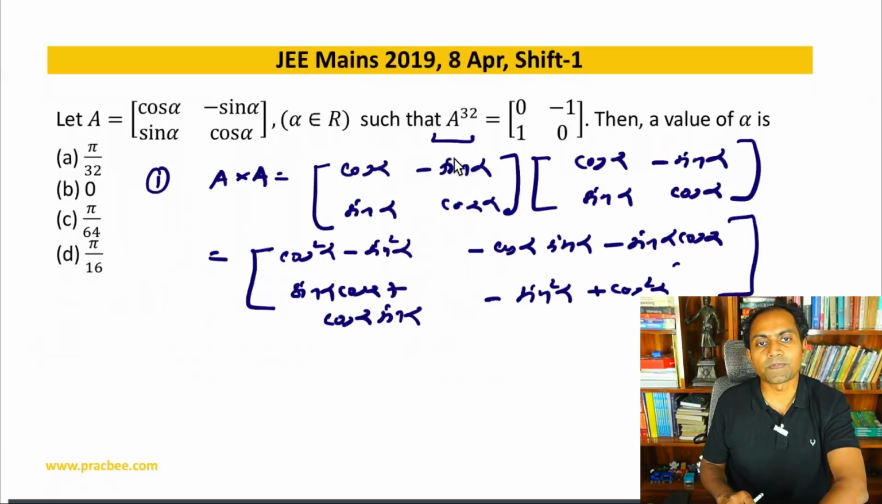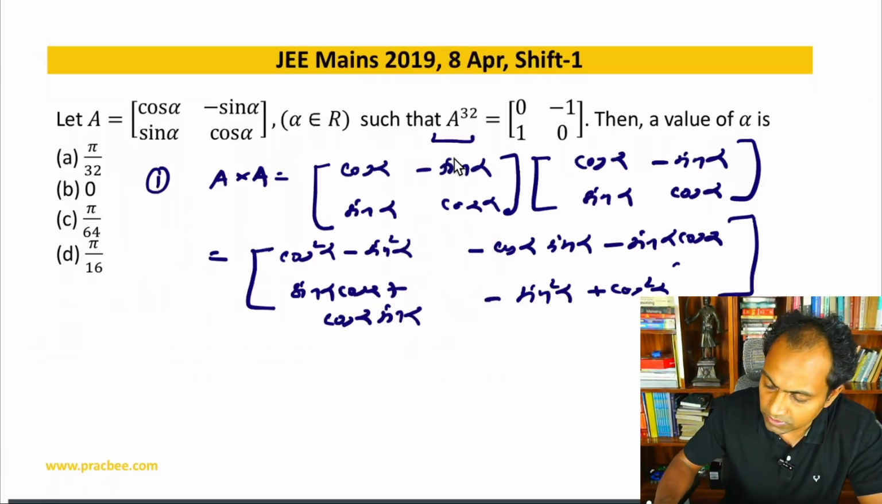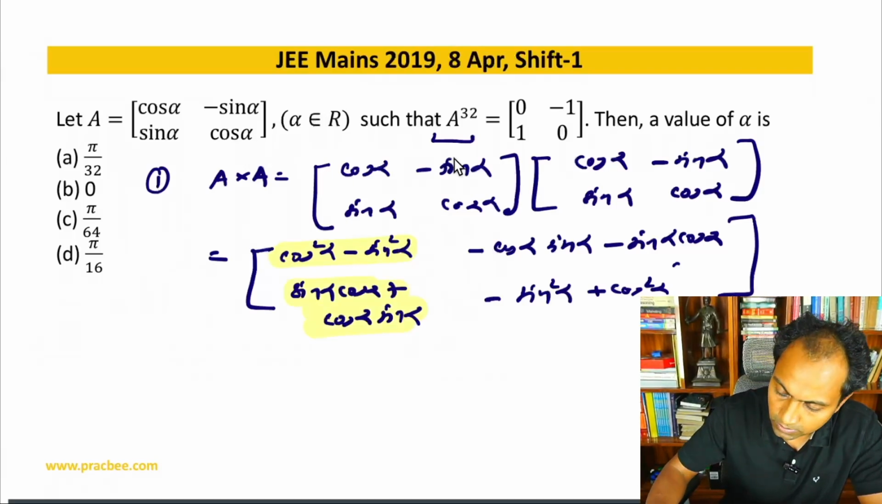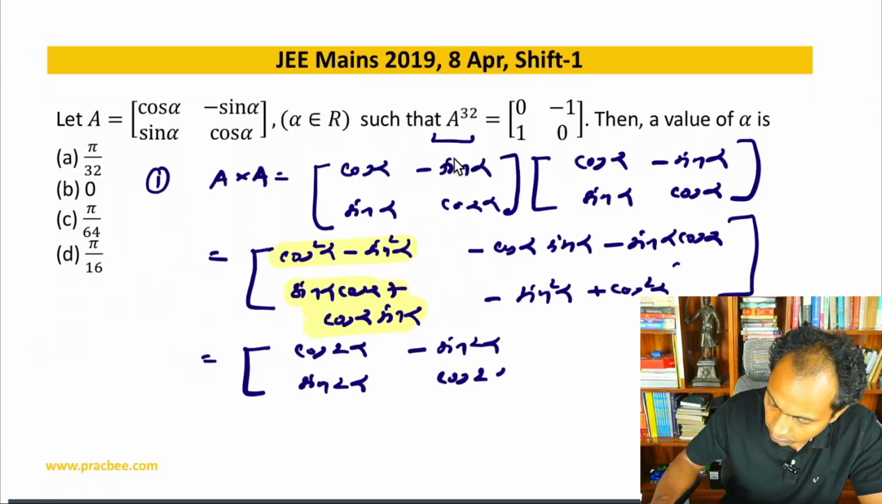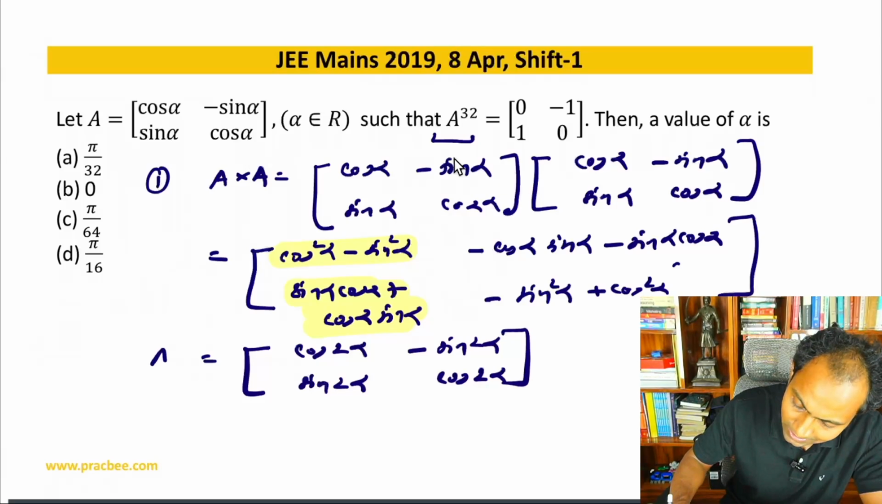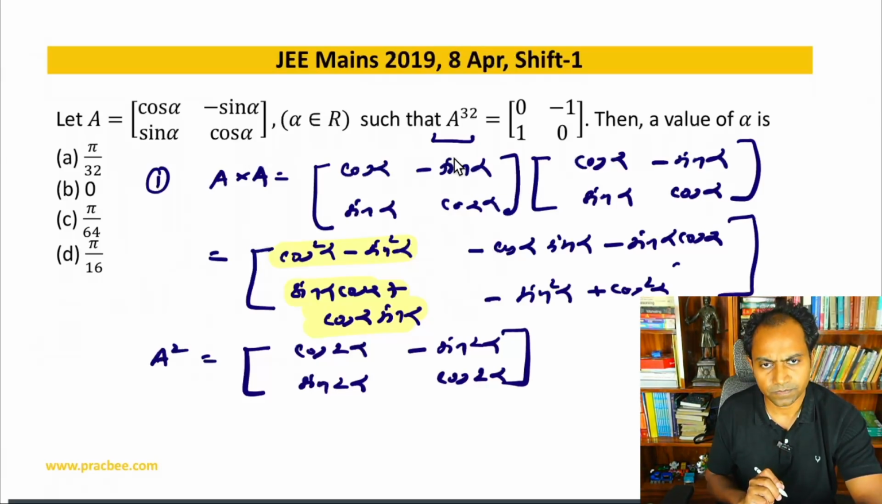Once you have noticed this pattern, the important thing is that the first term is nothing but cos 2 alpha and this term is nothing but sin 2 alpha. So if I write it down, you are getting a very simple pattern. This is cos of 2 alpha, minus sin of 2 alpha. The next term is nothing but sin of 2 alpha and the next is nothing but cos of 2 alpha. So what you should understand is that for A square this happened.